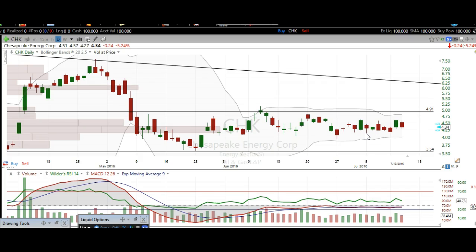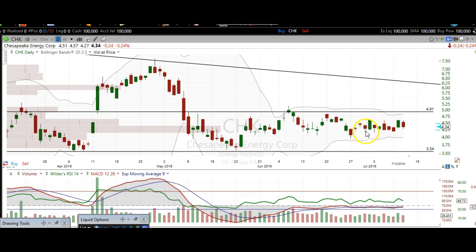So look for a break either to the downside below 4 or on the upside above about 5. So we've got about a $1 range right here that we're looking at, and if you see a break outside of that range, that means we're going to see a big move. And so you might ask, why will we see a big move if it breaks outside of that range? Well, that's because when stocks are trading in a sideways range, they're building up energy. Okay, they're building up energy for the next move.